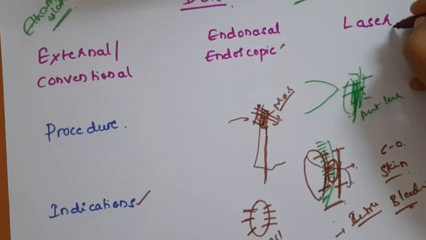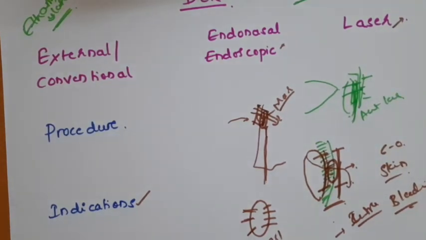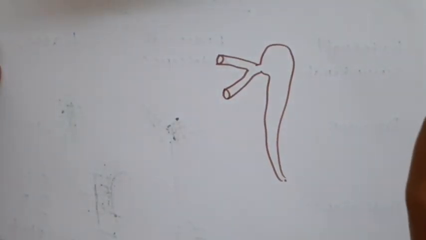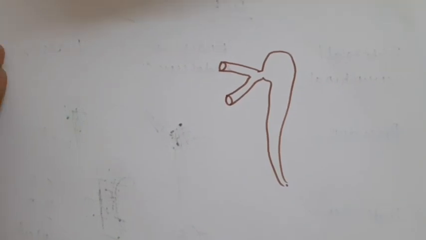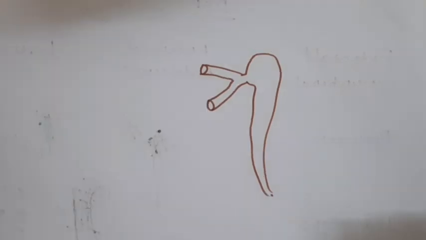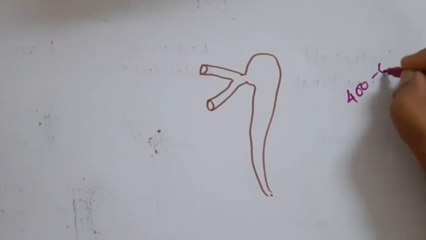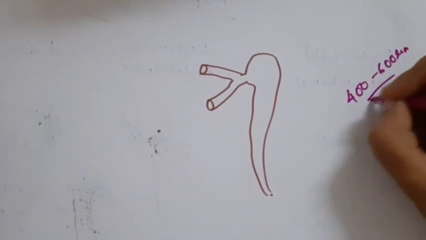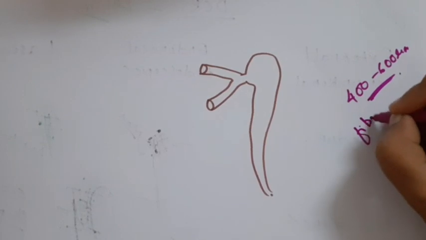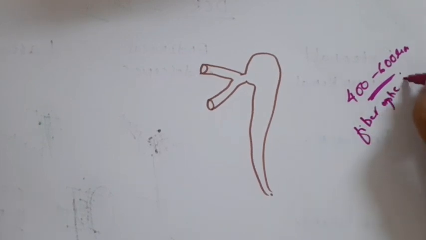Whereas in case of laser DCR, so what is laser DCR? So you are using laser first, okay. So what are the laser options we have? You can use either argon, erbium or Nd:YAG, even the diode laser can be used. Here we have a fiber optic probe, okay, which is of 400 to 600 micrometer semi-rigid fiber optic probe which will deliver the laser energy.